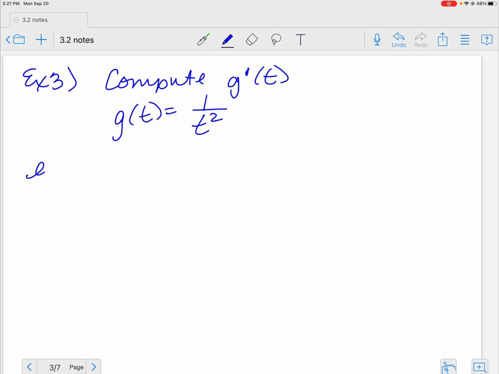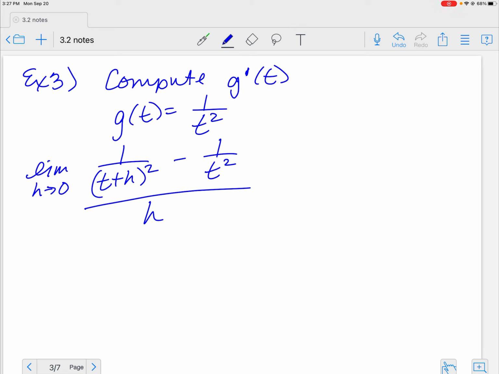All right, so we have the limit as h approaches 0 here of 1 over, and t is my variable, so I'm going to keep t as a variable. So t plus h squared, because I'm plugging that in, minus 1 over t squared all over h, right? Now, you're getting a common denominator. With that common denominator, I'm going to multiply the top and the bottom. So what's my common denominator?